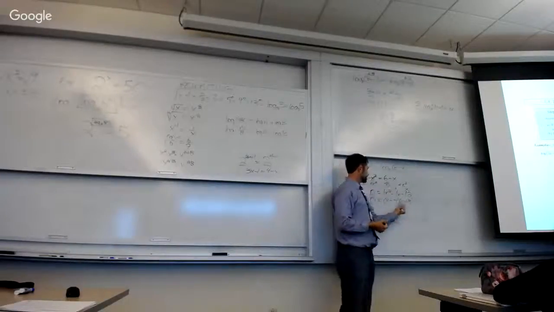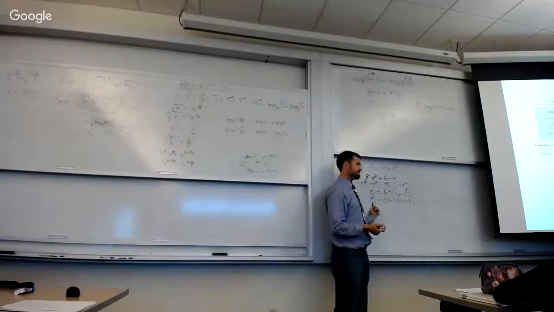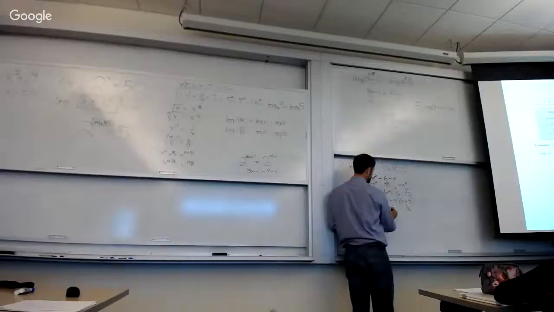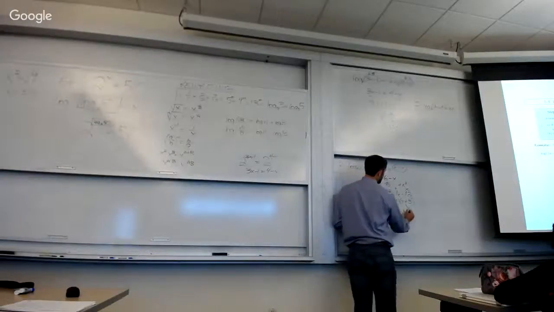And what is this called when you have something times something equals 0? Yeah, zero product rule. So now I know that if this times this equals 0, then either this equals 0 or that equals 0. So either x equals 4 or x equals negative 3.